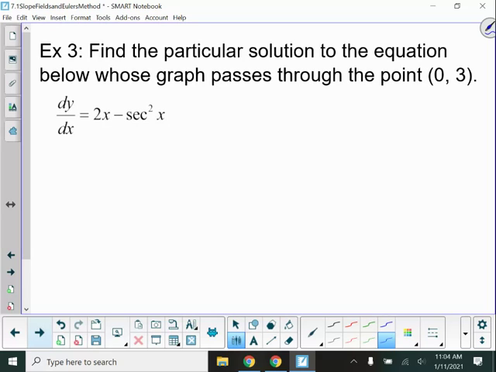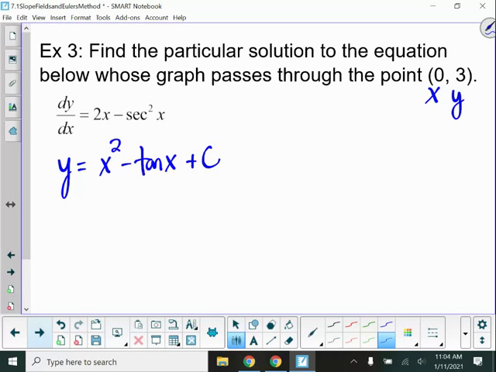Okay, here's our next one. Find a particular solution to the equation below whose graph passes through the given point. Again, I'm given a point that has an x and a y value. So I'm going to do my antiderivative here. I get y equals x squared minus tangent of x plus c. Make sure you do not forget that plus c.